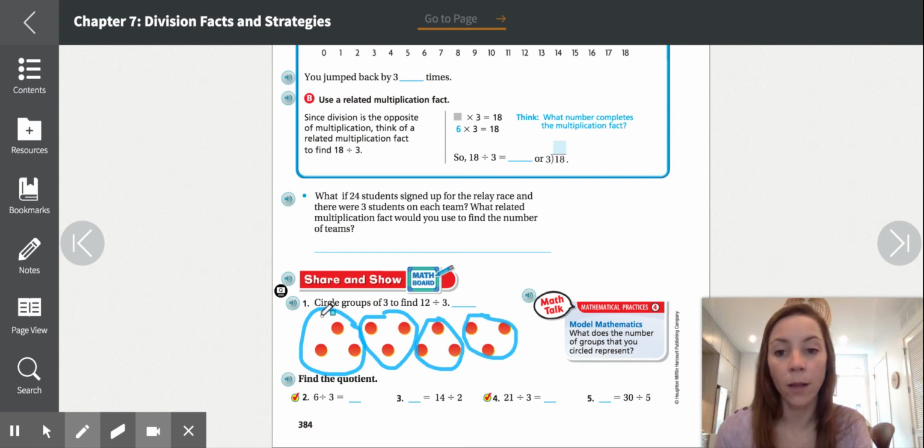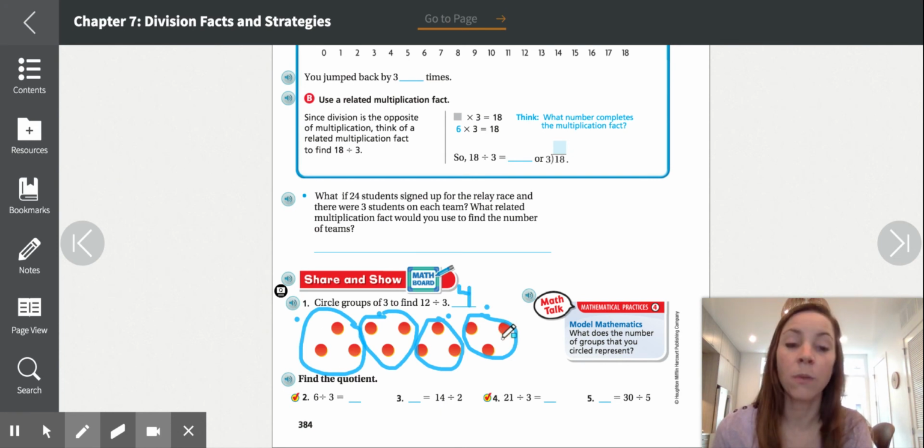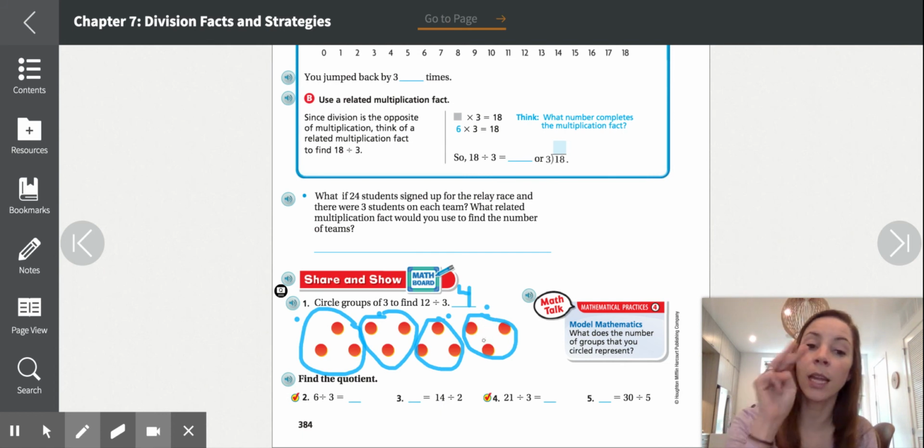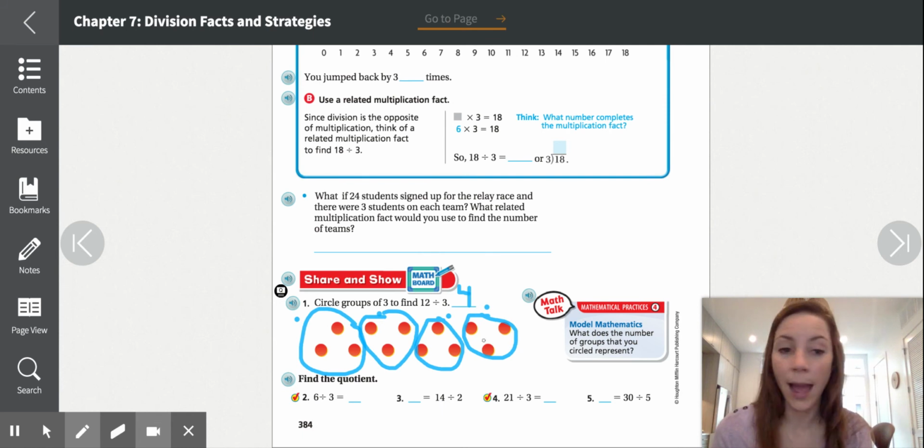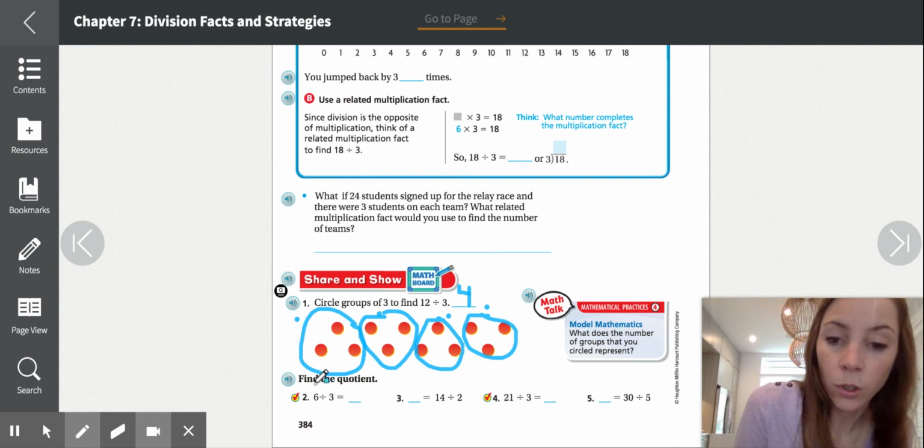And now I'll count how many groups I was able to make. 1, 2, 3, 4. So if you got 4, great job. If you got 4 and didn't have this picture, you need to be more careful of reading the clue. So you need to erase the way you drew the picture and make sure you have 3 in each group, not 3 groups with 4 in each, okay? All right, finding the quotient down here.